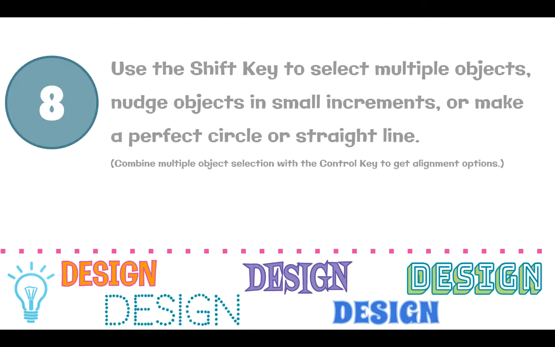Tip number 8 is about using the Shift key to do a number of different shortcuts. So I'm going to show you how to select multiple objects, nudge objects in small increments, and also make a perfect circle or straight line. The Shift key has a lot of great options it gives you.